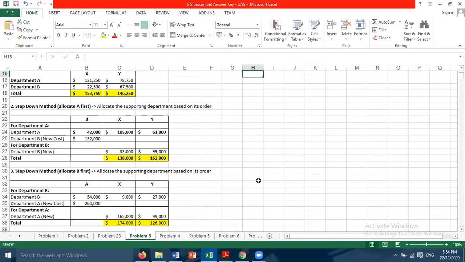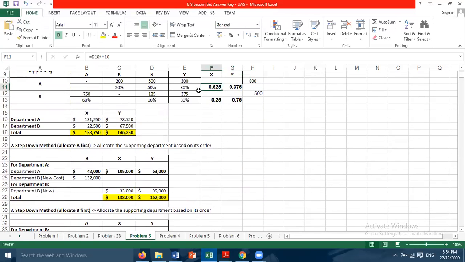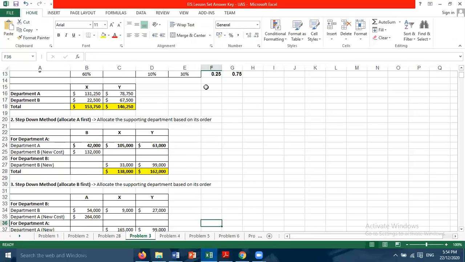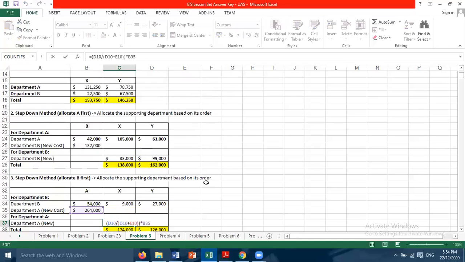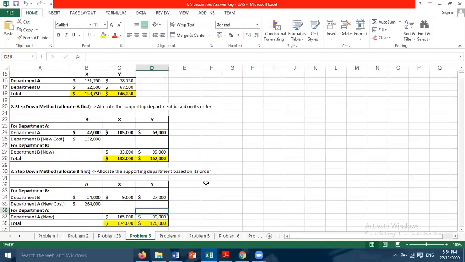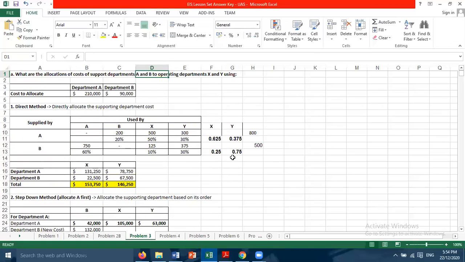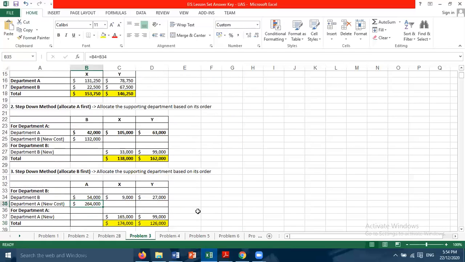Now what we need to do here is use the weighting before, in which there's only X and Y, or in which we only acknowledge X and Y. So here is 62.5% multiplied by 264,000, we'll get 165,000. Whereas this is, here we go, before, 37.5% multiplied by 264,000, and we'll get 99,000. And we'll get the answers here.